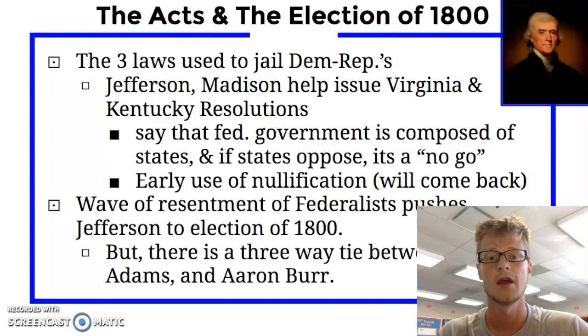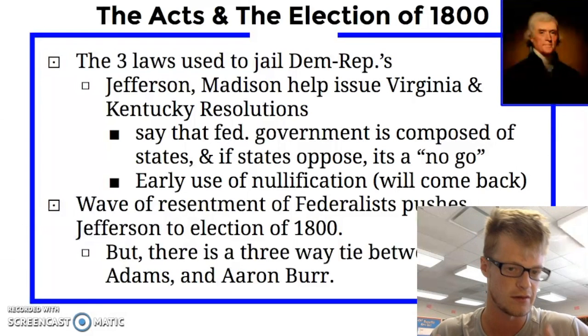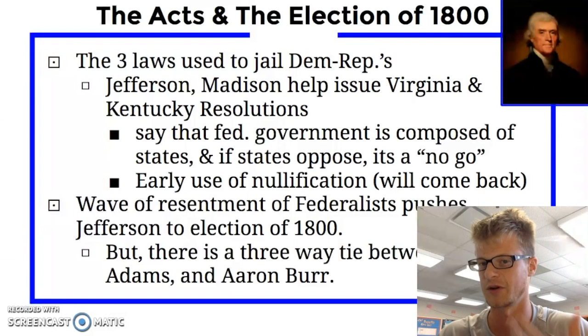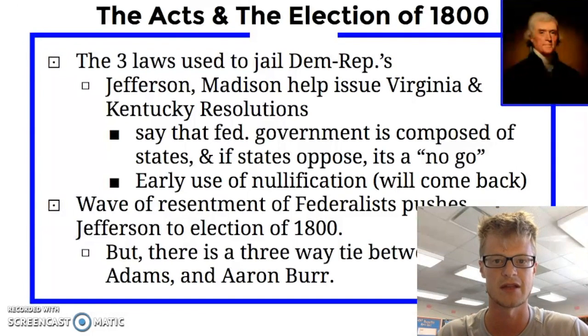So in terms of a response, Jefferson and Madison, who are now the head of the Democratic Republican Party, sponsored two resolutions. They're very similar, almost identical, and they're called the Virginia and Kentucky resolutions, and they were published in those states. The thing, though, is that Jefferson actually ghost wrote these resolutions, because if he had put his name on it, he could have possibly been imprisoned for writing something that was considered at that time really treasonous against either the president or Congress.